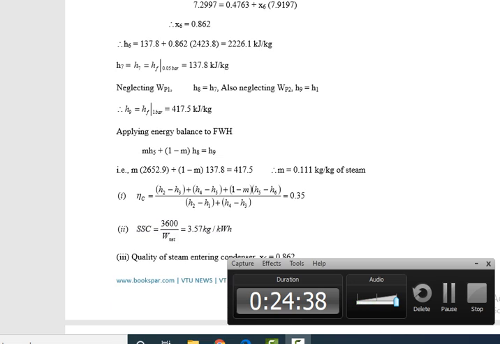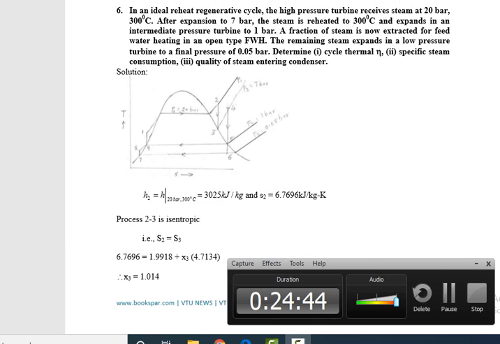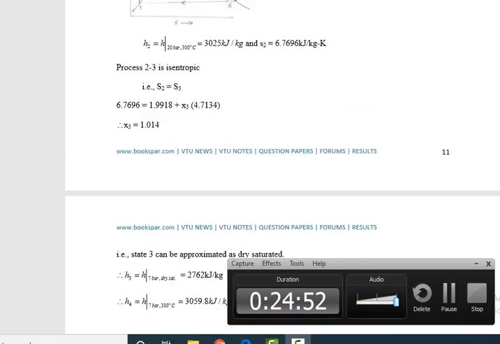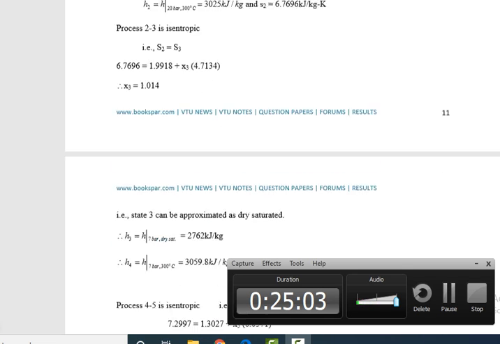By developing the equation and dividing by S2 minus H1, we get the heat addition term, H2 minus H1 equation, and H4 minus H3. This is the area, the region in which the heat addition takes place.